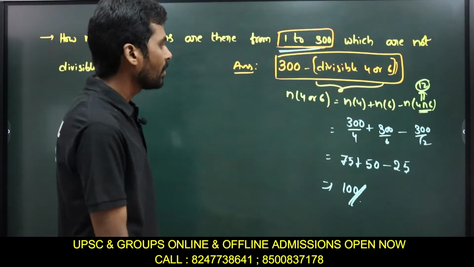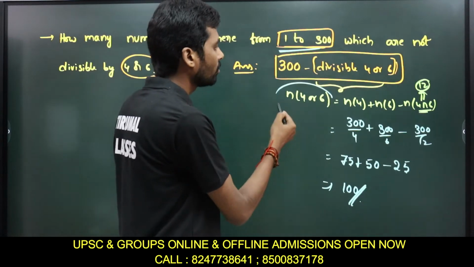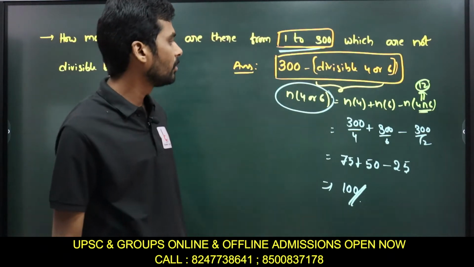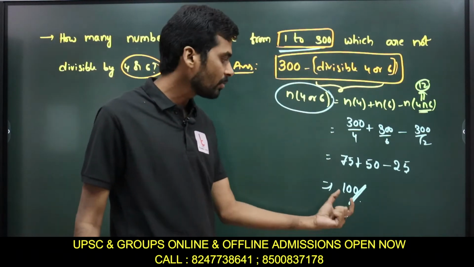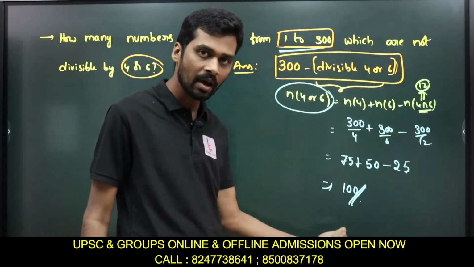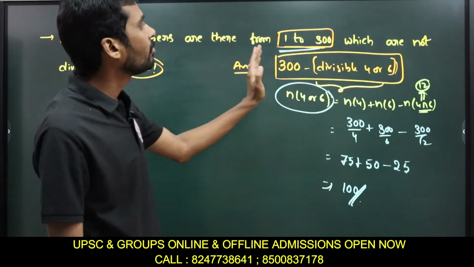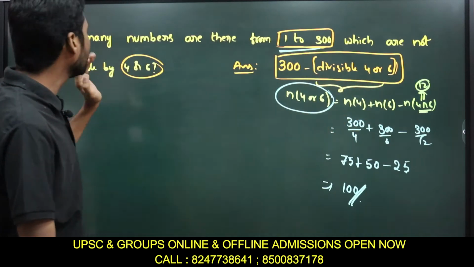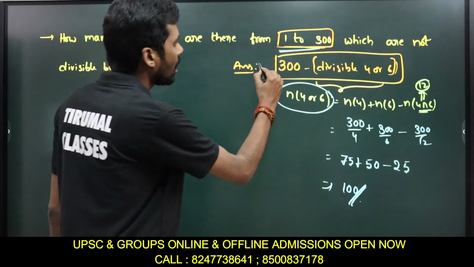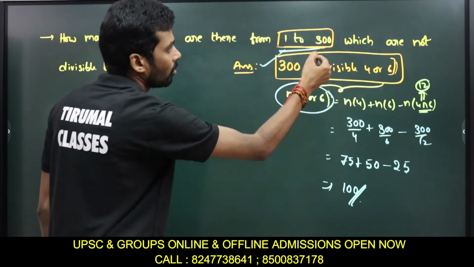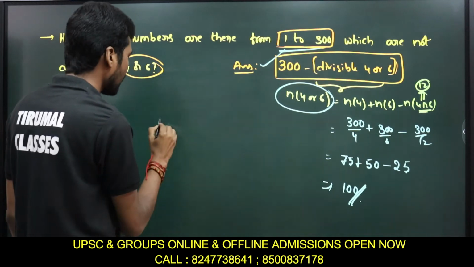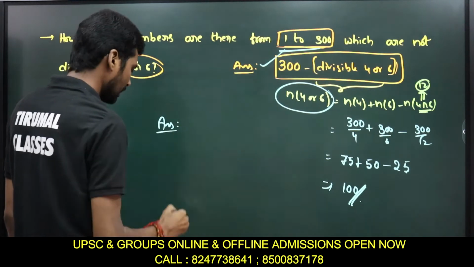100. So there are 100 numbers from 1 to 300 which are perfectly divisible by 4 or 6. But my question is: how many numbers from 1 to 300 are not divisible by 4 or 6? Which are not divisible means from the total numbers, the final answer is this one.